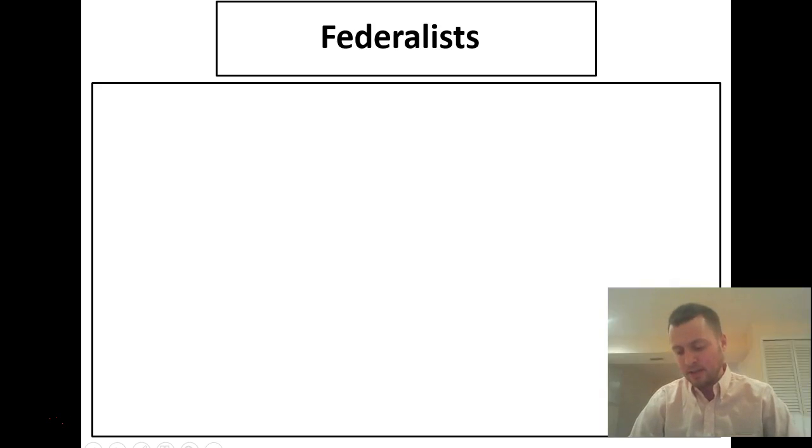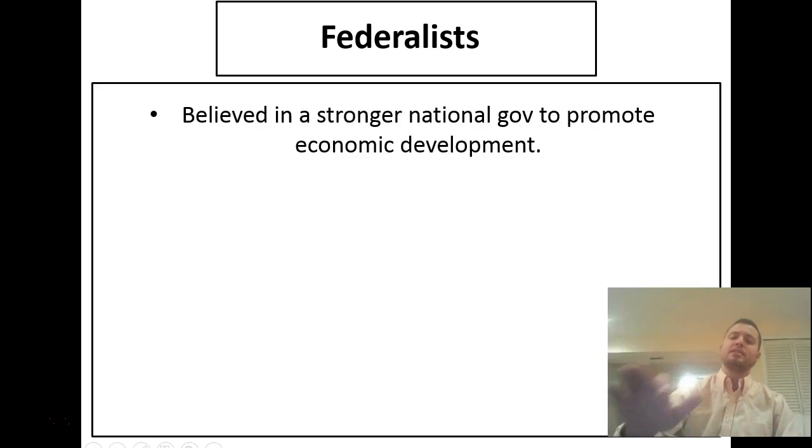You know, when they wrote this Constitution, it wasn't like everybody wanted it. Well, some people did, some people didn't. The Federalists certainly wanted it. The Anti-Federalists didn't. Let's talk about the Federalists.